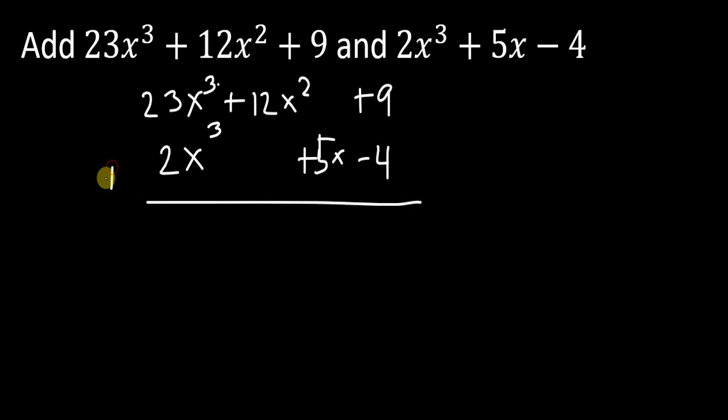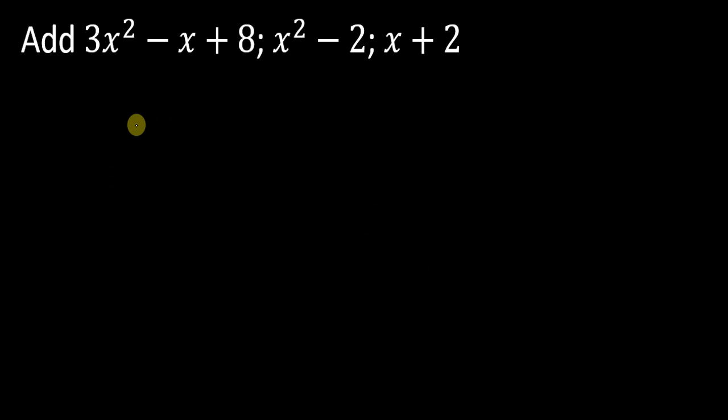Okay, so add natin. 23 plus 2 is 25. Then, copy natin yung x cubed. Then, bring down na lang natin yung 12x squared kasi walang katapat. Pati na rin yung 5x. Then, 9 plus negative 4 or 9 minus 4, that is 5. So, that is positive 5. So, yun na yung sagot.